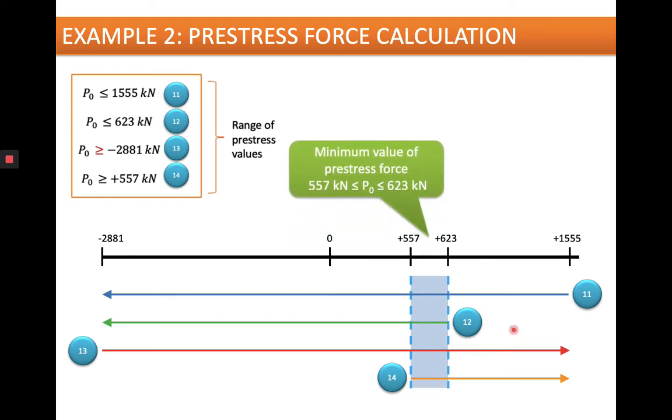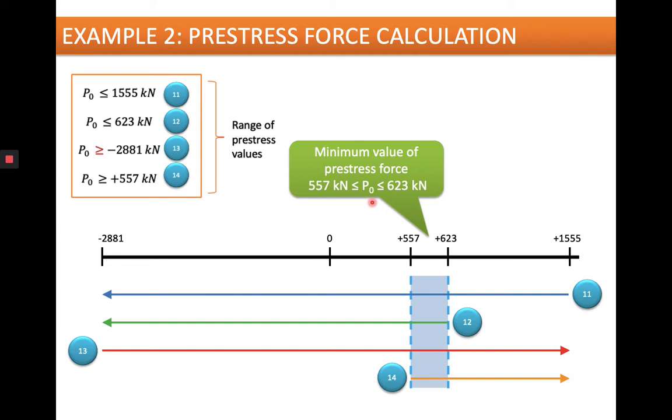Therefore, the range of the minimum value of the pre-stress force is within 557 kilonewton up to 623 kilonewton. This is the range that we are going to use. As for the pre-stress force, we are going to choose any value in between 557 and 623 kilonewton. Understand? It is as easy as that.